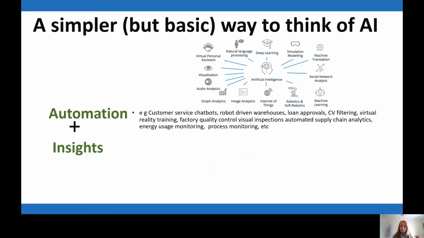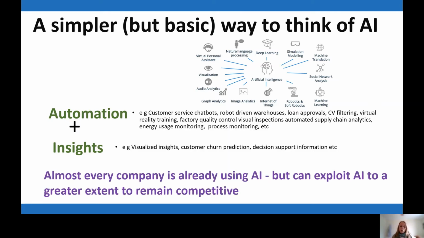Now, the other aspect, and obviously it's a breakdown also of the acronym of AI, is insights, which I would suggest is the second big area. And insights being about supporting better decisions within the company. So gaining visualization of insights, and being able to predict certain things, for example, customer churn prediction, any aspect of decision support information, etc. So those are two key areas and two ways of thinking about the capabilities of AI in a company in a kind of summary way. Now, almost every company in reality is already using artificial intelligence, consciously or not. But pretty much every company can exploit AI to a greater extent to remain competitive as it gains more traction.